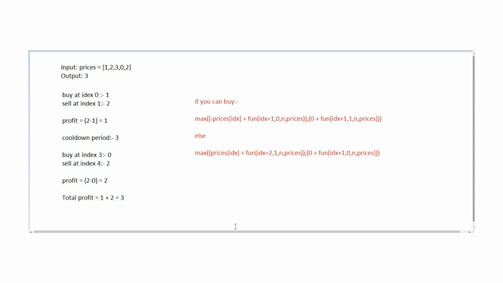And one condition I have mentioned here is that in the question they said that after selling the stock we can't buy the stock on the immediate next day, because this is the cooldown period. So at that cooldown period we need to skip that day. We simply increment our index by 2, so that we can successfully skip that day. In this way we make our recursive call, and this is the whole recursive approach for this solution.